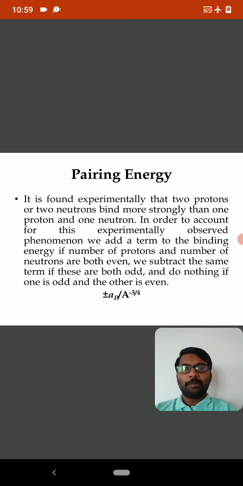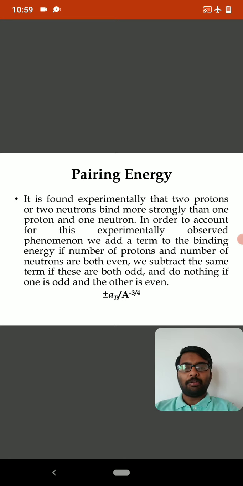So in order to account for this experimental observation, there is a fifth term, that is the pairing energy term. This pairing energy term has three different forms, meaning the nuclei can be classified into three different types based on the number of protons and number of neutrons. If the number of protons and number of neutrons are even, then such nuclei are called even nuclei, meaning both proton as well as neutron number are even. Then if they are odd numbers, such nuclei are called odd nuclei, meaning proton as well as neutron number is odd.